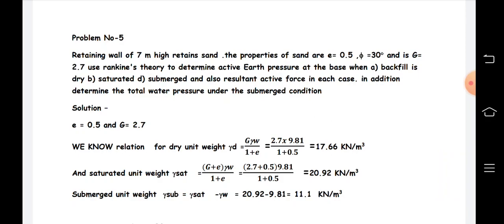first case, when the backfill is dry; second case, when the backfill is saturated; third case, when the backfill is submerged. Also calculate the resultant active force in each case, in addition to determining the total water pressure under the submerged condition.